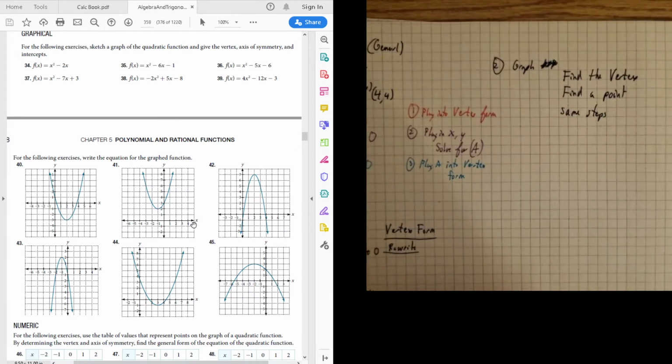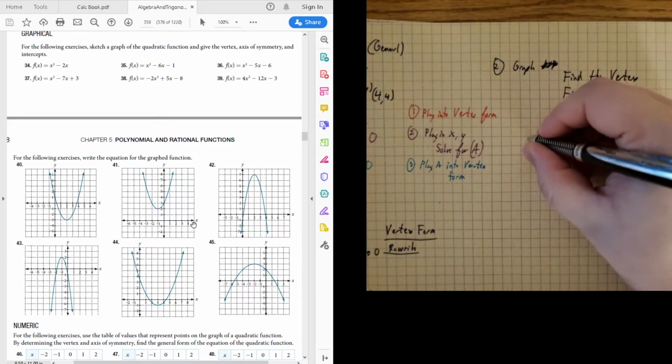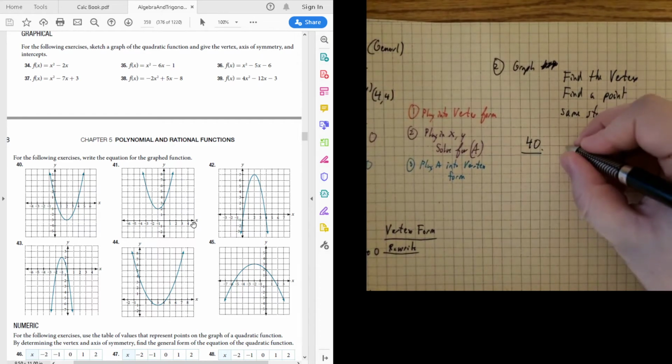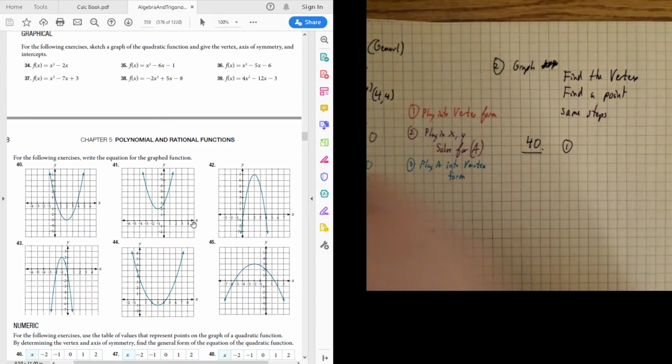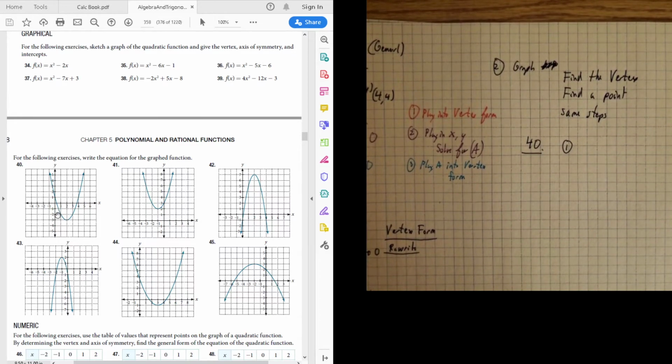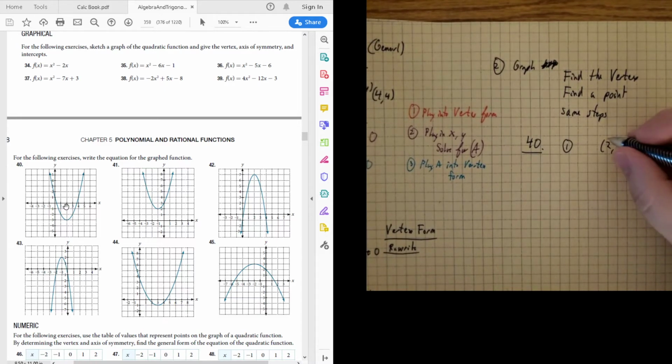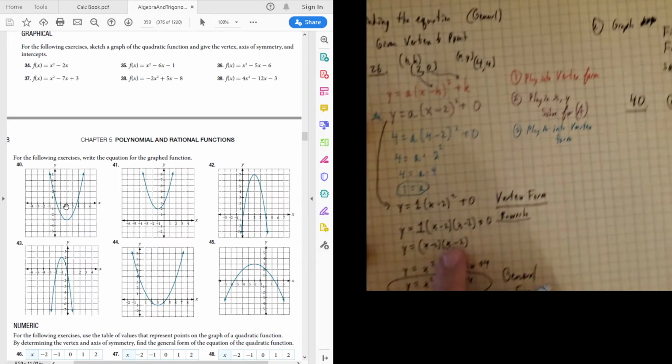Okay, so let's look at 40 as our example. So step one, I want to find the vertex. If I look at my graph, the vertex is right here. It's the minimum in this case. It is a vertex at positive 2 and negative 3. So this tells me this is my h, this is my k, and I can start plugging in just like I plugged in h and k over here.